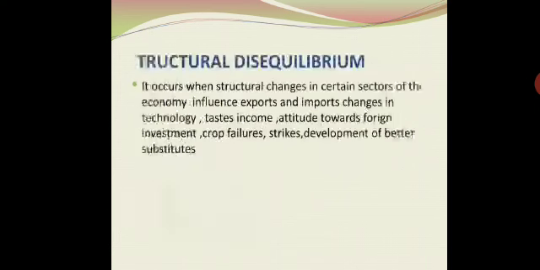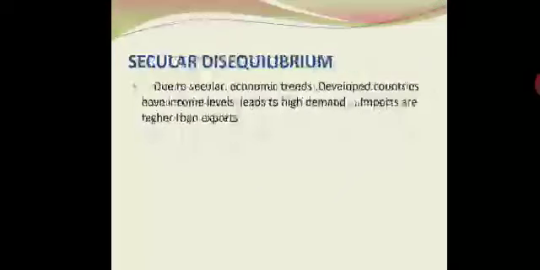First one, structural disequilibrium. What is meant by structural disequilibrium? It occurs when structural changes in certain sectors of the economy influence exports and imports: changes in technology, taste, income, attitude towards foreign investment, crop failures, strikes, development of better substitutes. That is called structural disequilibrium.